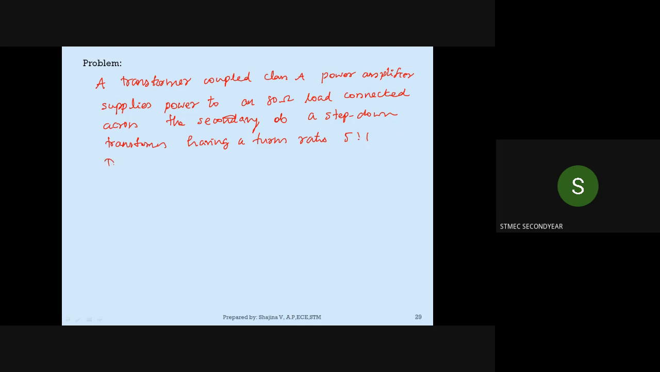Determine the maximum power output for a zero signal collector current of 120 milliampere.